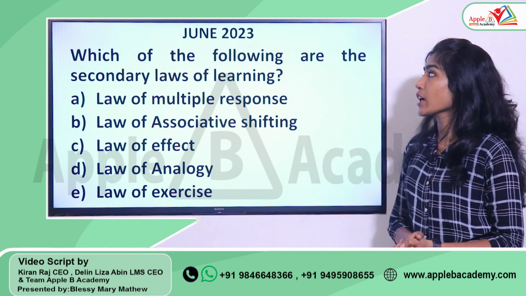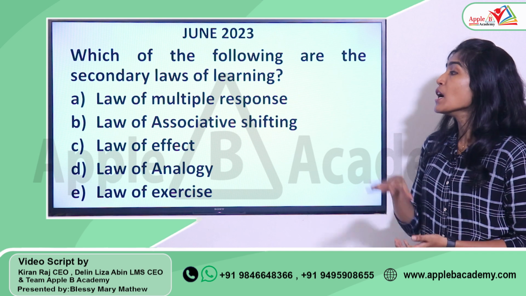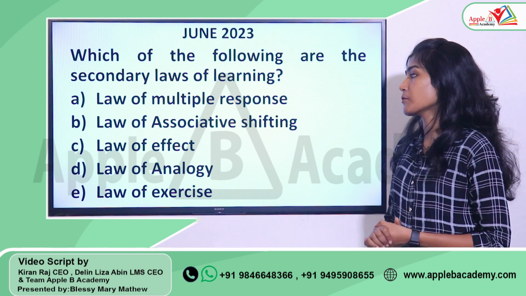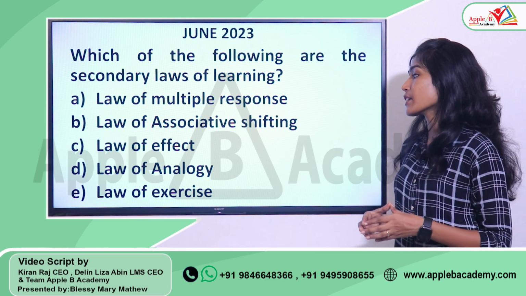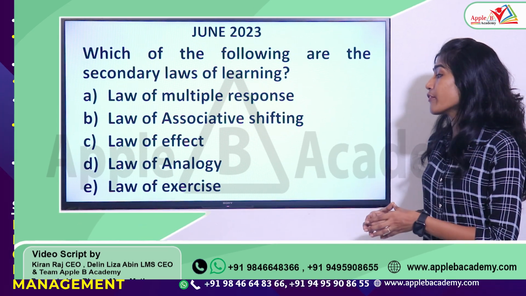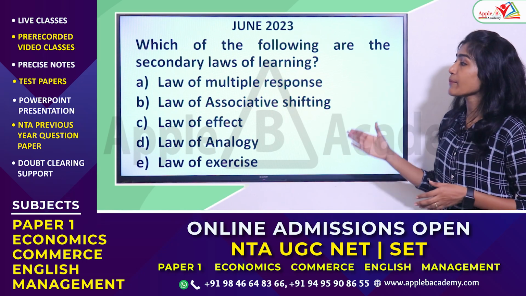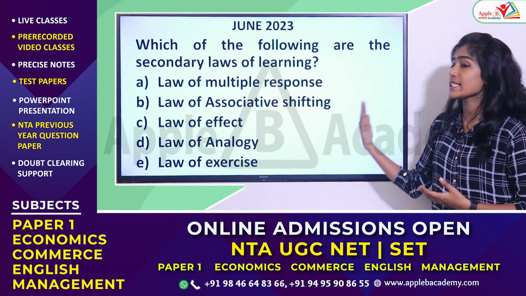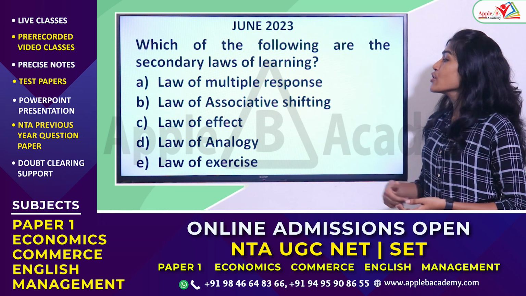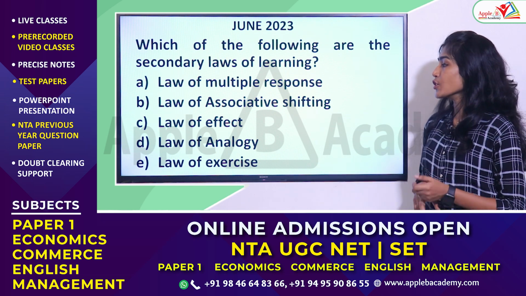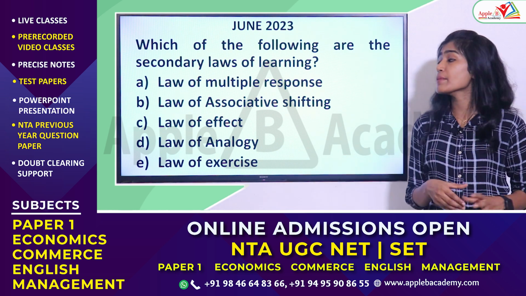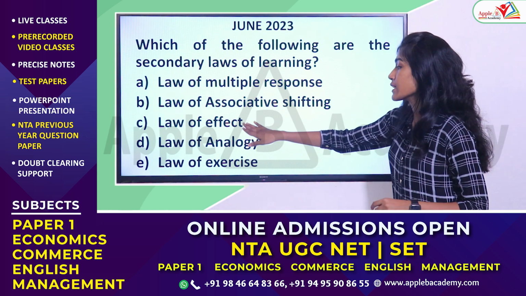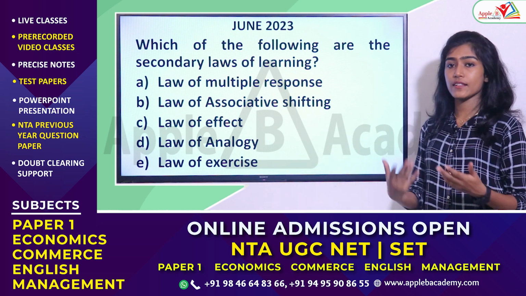So this comes in the June 2023 NET exam. Which of the following are the secondary laws of learning? And we have the options: law of multiple response, law of associative shifting, law of effect, law of analogy, and law of exercise. So from the options, what we have to do is identify the secondary laws, right? You already know that law of effect and law of exercise come under the primary laws of learning. So you cannot consider these two options, C and D, as the answer for this question.